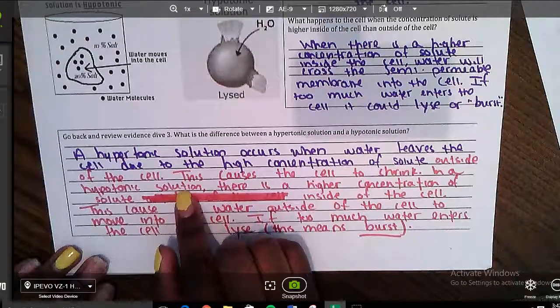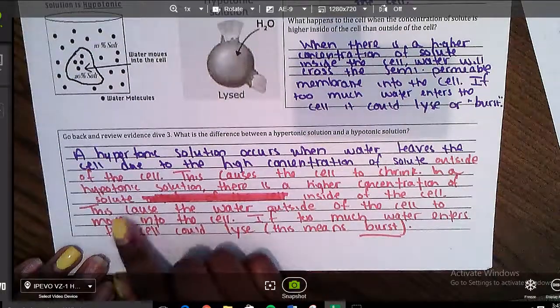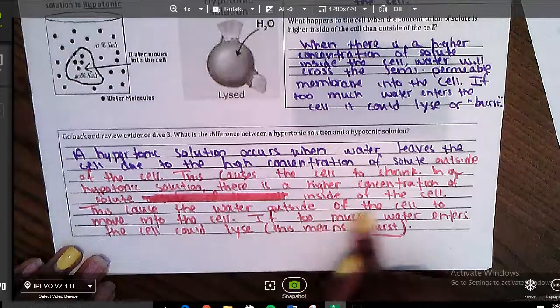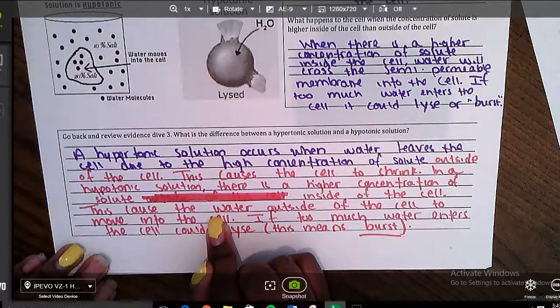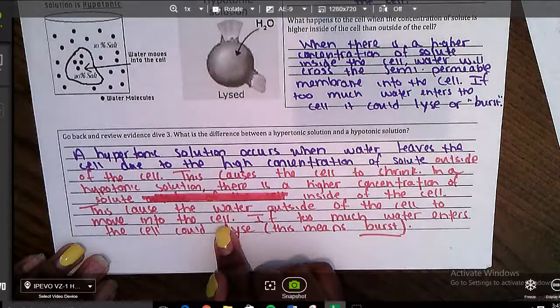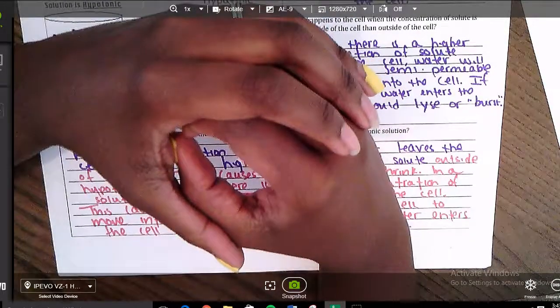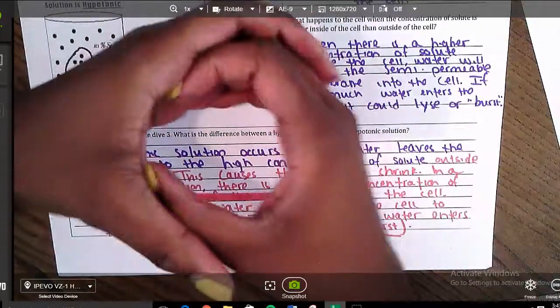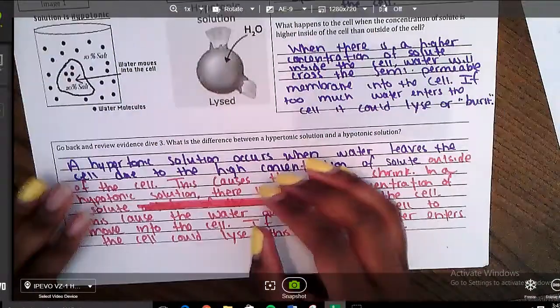In a hypotonic solution, there's a higher concentration of solute inside of the cell. This causes the water outside of the cell to move into the cell. I know I'm saying cell a lot, I just want to be thorough. If too much water enters the cell, it could lyse, and this means burst. So in hypotonic, there's all this solute inside, so water begins to enter the cell. It gets bigger and bigger. Eventually, that membrane could burst or lyse.